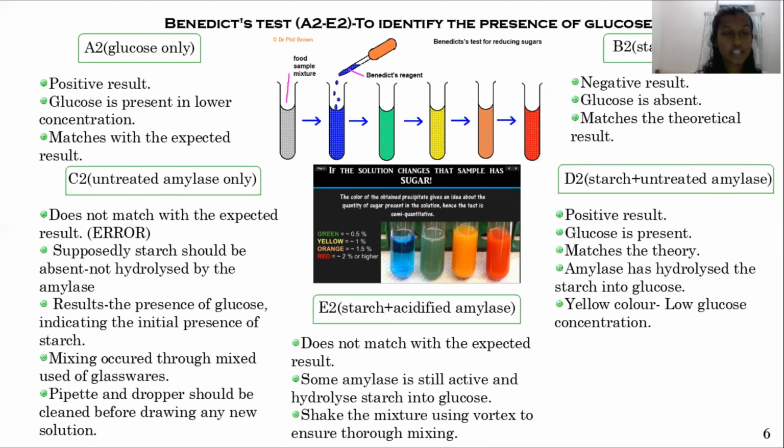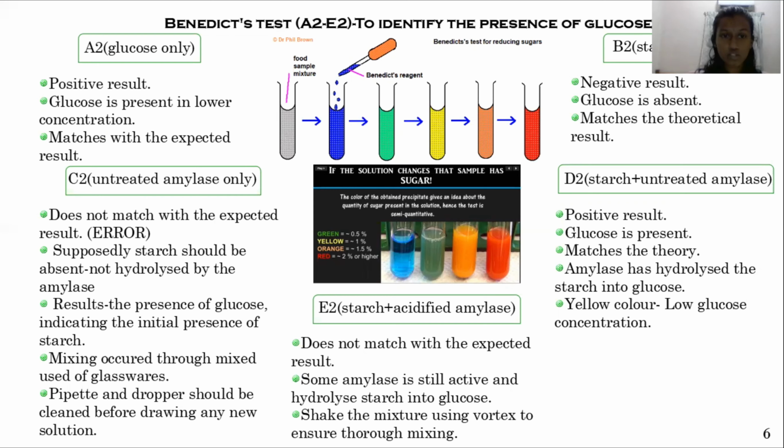Analyzing the test tube A2, which contains glucose only, it shows the positive result. So glucose is present in lower concentration and it matches the expected result. Now going to B2, it contains starch only. So we have a negative result here because glucose is absent, and we can see it matches the theoretical result. Going into C2, it has untreated amylase only.